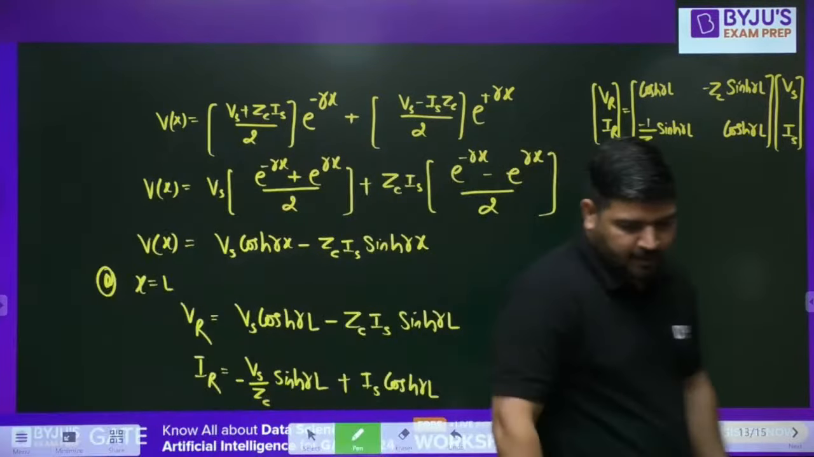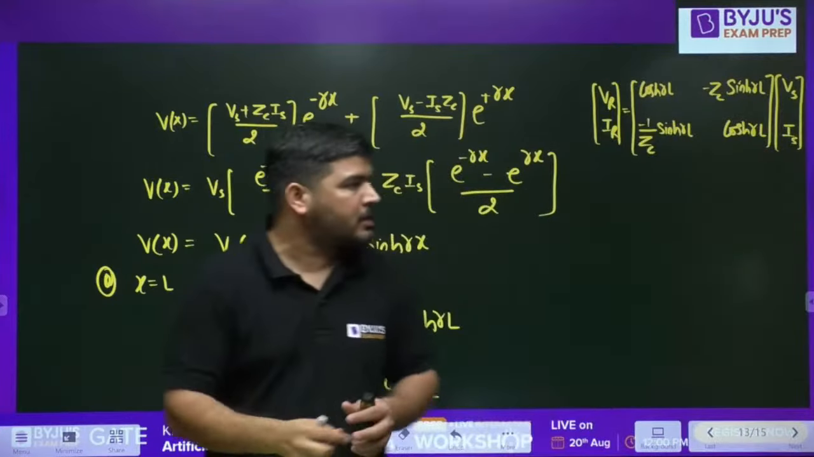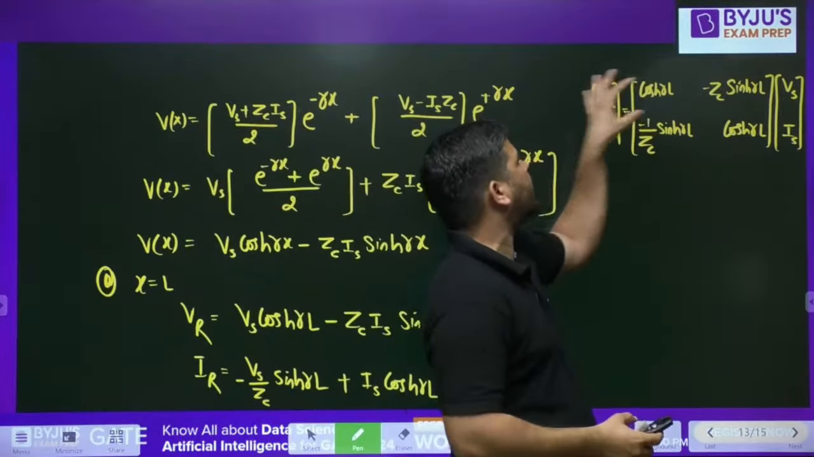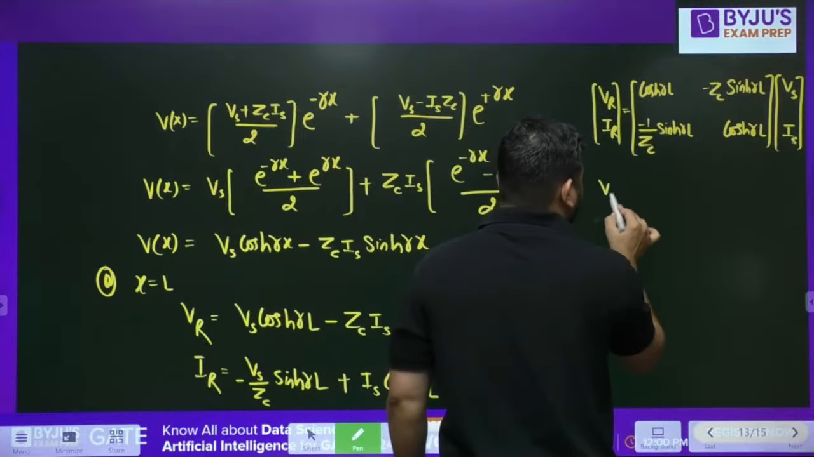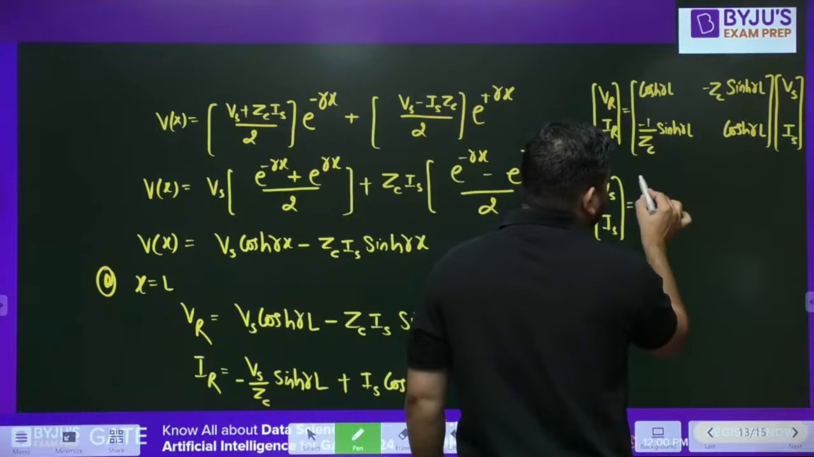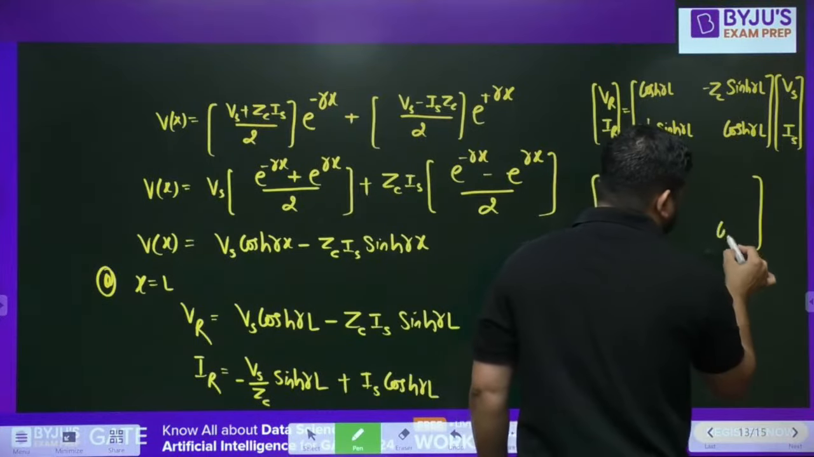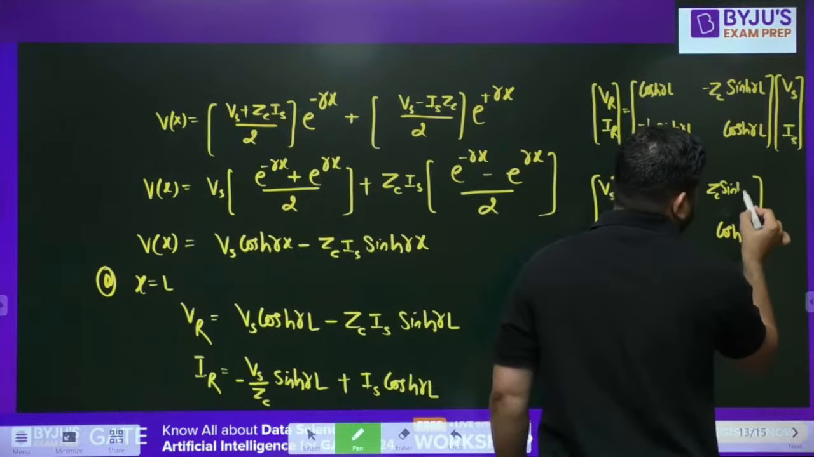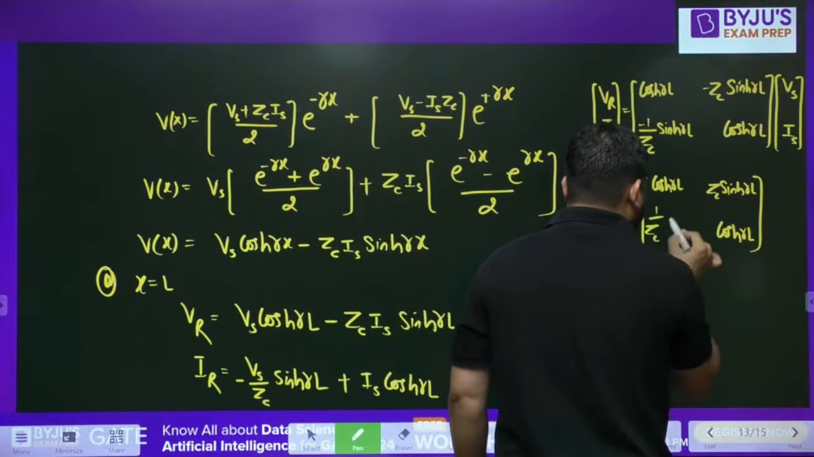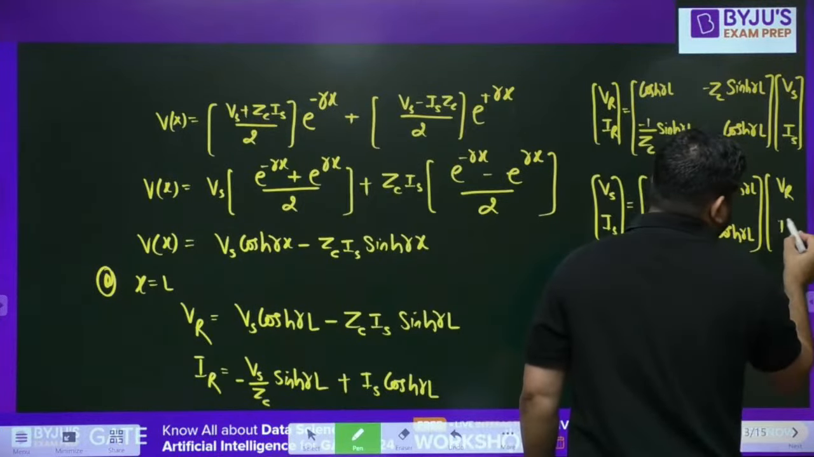So if you want ABCD parameter, then you need to calculate Vs Is in terms of VR IR. So what you need to do is, you have to take the inverse of this and multiply on this side. If you calculate the inverse, let me write the inverse directly. It will become cos hyperbolic gamma L. This is also cos hyperbolic gamma L. This will become Zc sin hyperbolic gamma L. It will become 1 by Zc sin hyperbolic gamma L. This is the inverse, VR and IR.